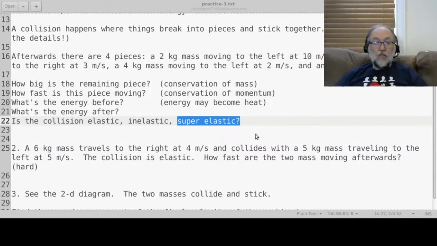And you might say, how in the world can a superelastic collision occur? You know how an inelastic collision occurs. The energy decreases because it's converted into heat by friction. But in a superelastic collision, where did that energy come from?